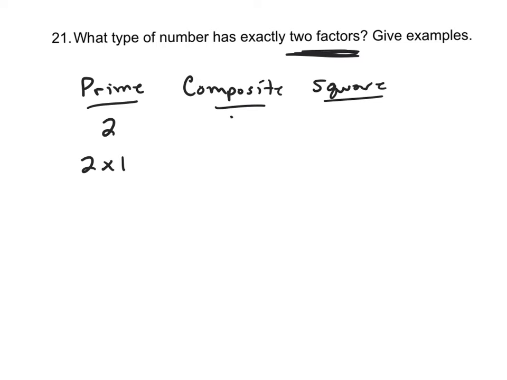Let's put a composite number down, a number that has more than 2 factors. So we know 4 would be 1 times 4, 2 times 2. Well, 4 would also be a square number. But let's go back to the question. It says which one has exactly 2 factors? Well, the one that has exactly 2 factors would be a prime number. So prime numbers have exactly 2 factors.